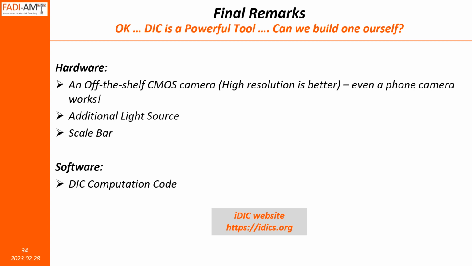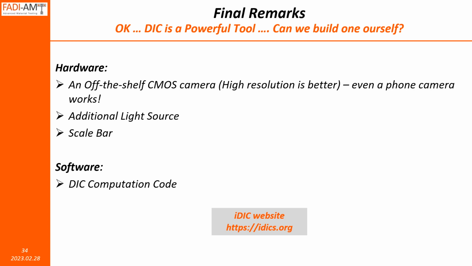DIC by ourselves. The only hardware that we need for making a 2D digital image correlation system is an off-the-shelf CMOS camera. The higher the resolution the better, of course, and even a phone camera works. The second thing that we would need is an additional light source, because DIC images are always better when they are flooded with light. They are always light hungry, I would say.